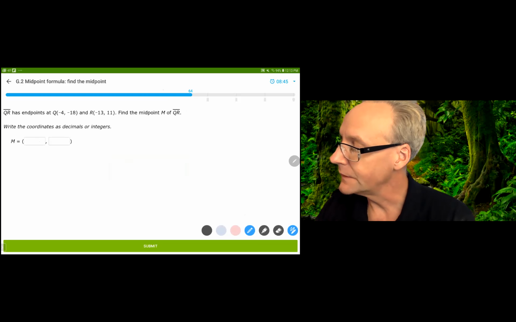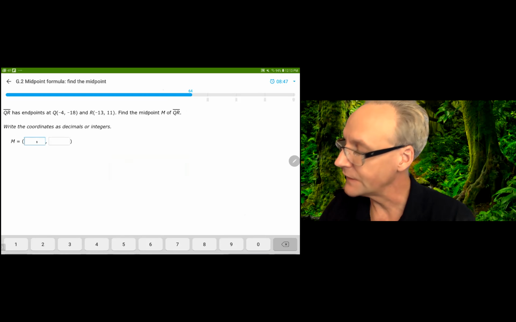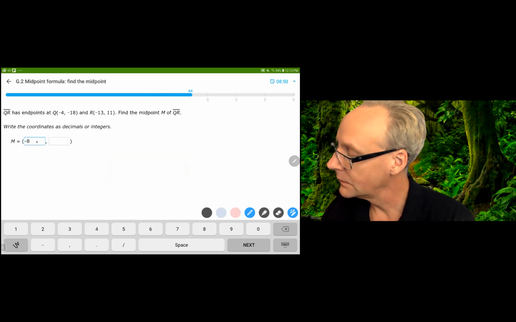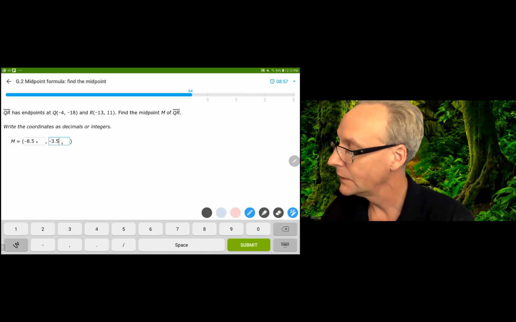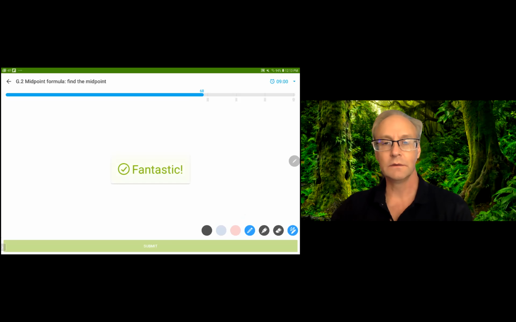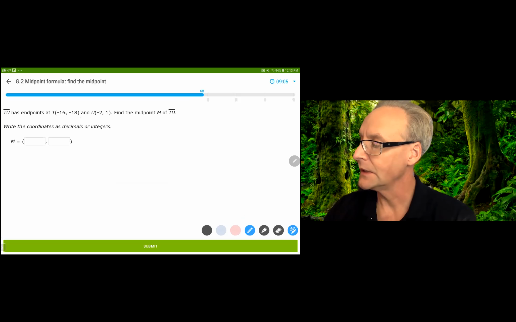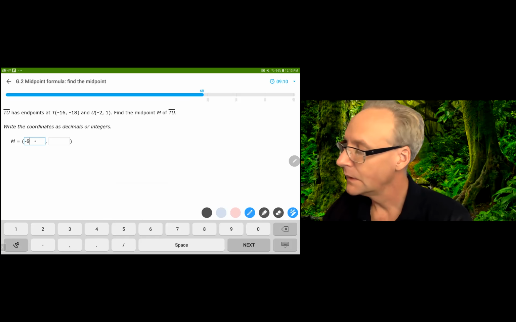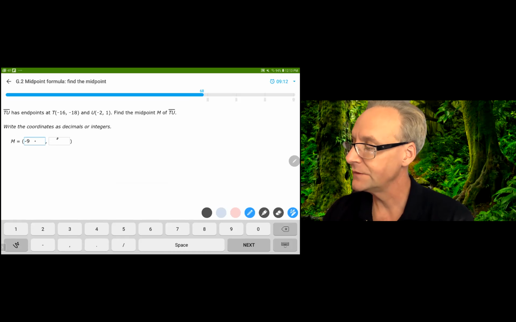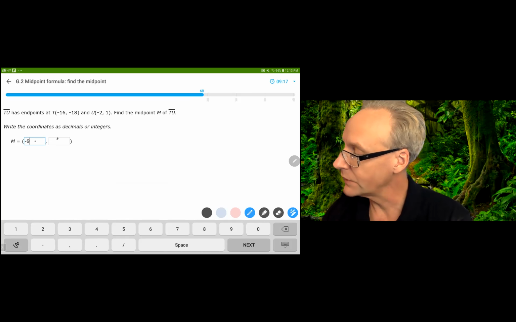Looks like we've got negative 17 over 2, which is negative 8.5. And I've got negative 7 over 2, which is negative 3.5. If you need me to, well, I'll try and do a couple of hard ones if there are any. Negative 18 divided by 2 is negative 9. I'm just adding the x's and dividing by 2. I'm adding my y's. I get negative 17 over 2, which is negative 8.5. Over here.